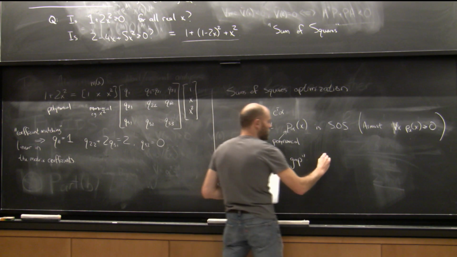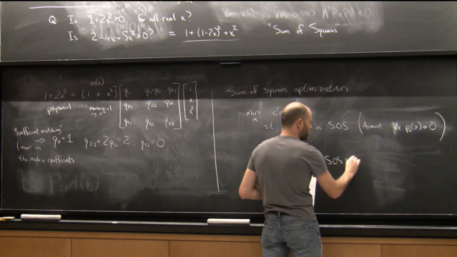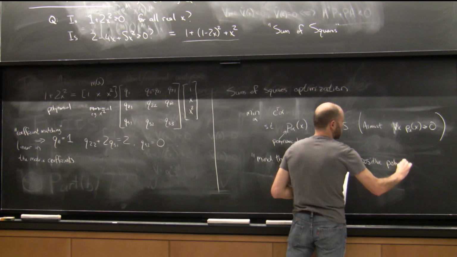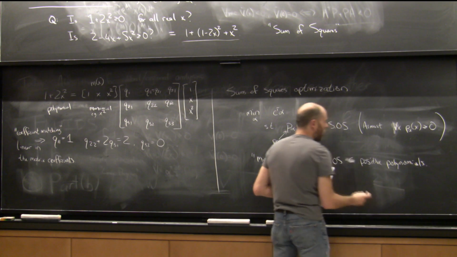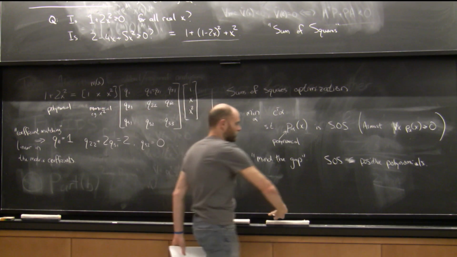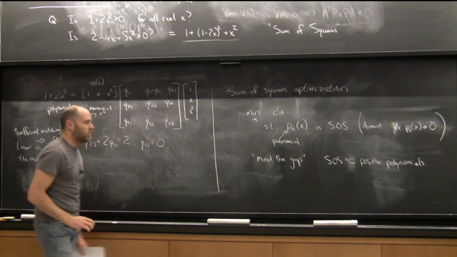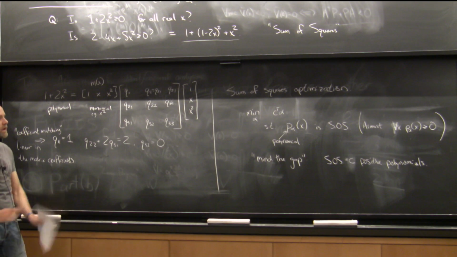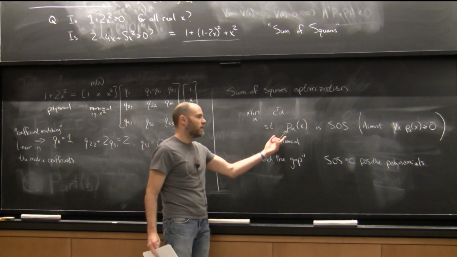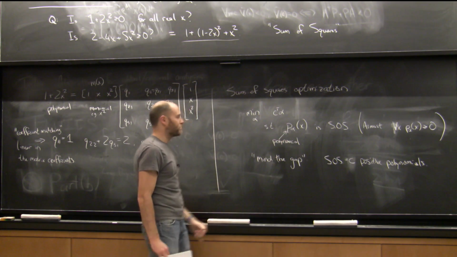There is a gap. The sums of squares polynomials are a subset of the positive polynomials. I know it's a strict subset. But for the purposes of today, it's certainly a true certificate of positivity. And in practice, when we expect to be able to find one, we do find one. Okay.